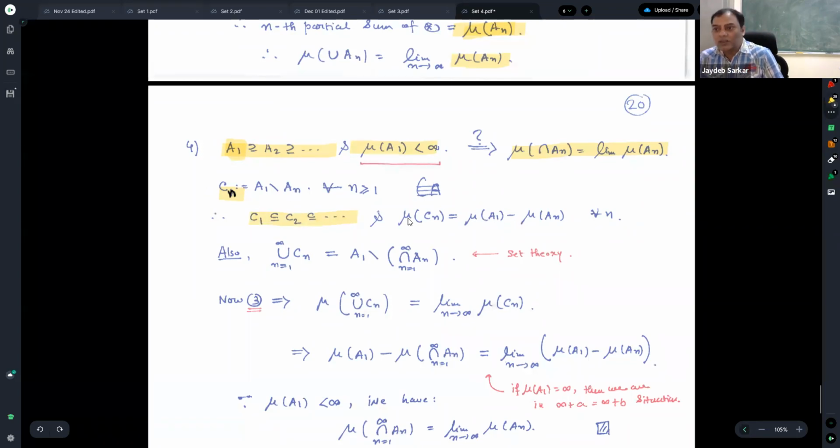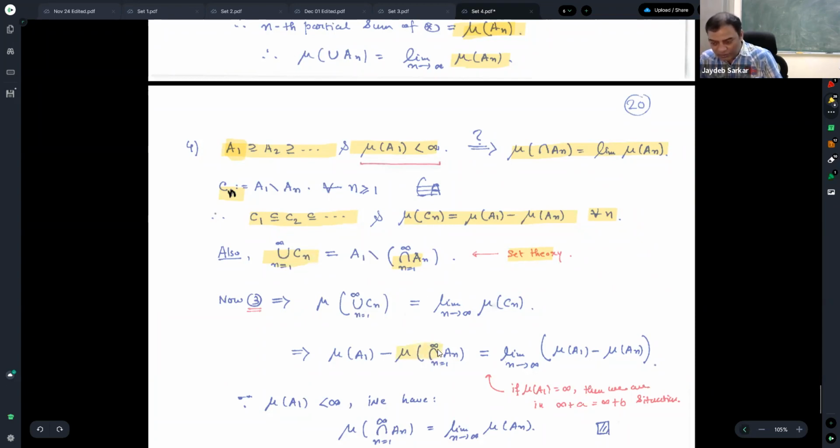By this definition, the measure of Cn is the measure of A1 minus the measure of An for all n. And by definition, the union of Cn will be A1 minus the intersection of An. That's simple set theory. Now you are in a position to apply part 3 because you are dealing with a union of an increasing sequence. Part 3 tells you the measure of the union is the limit of the measures. This union is A1 minus the intersection, so its measure is the measure of A1 minus the measure of the intersection.